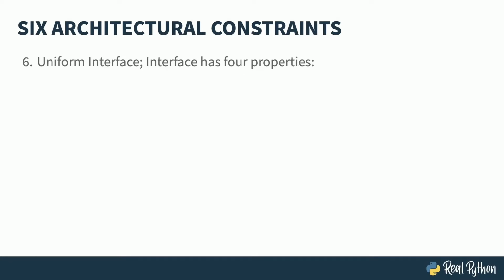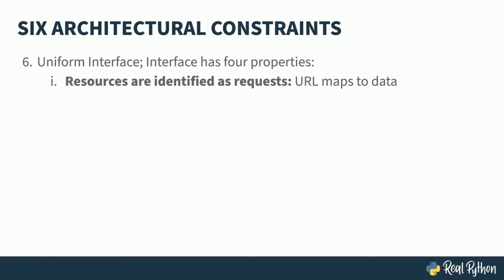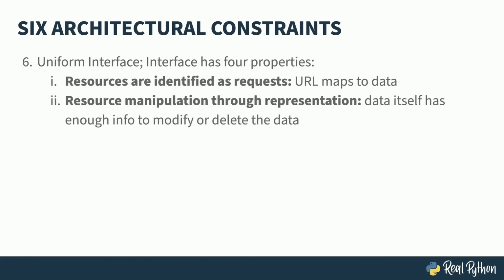The sixth constraint, a uniform interface, breaks down into 4 properties. The first is resources are identified as requests. Essentially, URLs are what specify the data. The uniqueness of the URL specifies the uniqueness of an item of data. Secondly, resource manipulation through representation. Data itself has enough info to modify or delete the data. The data is self-contained. This is usually implemented through the use of URLs. So the data corresponds to a URL, and you can use that URL to do things like change the data or delete the data on the server side.